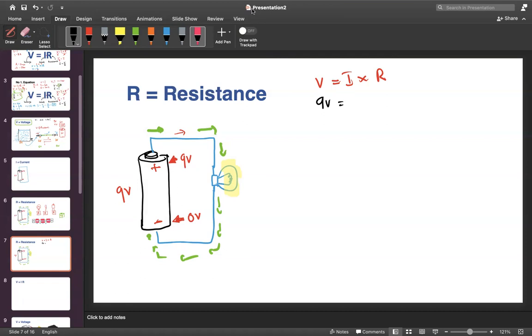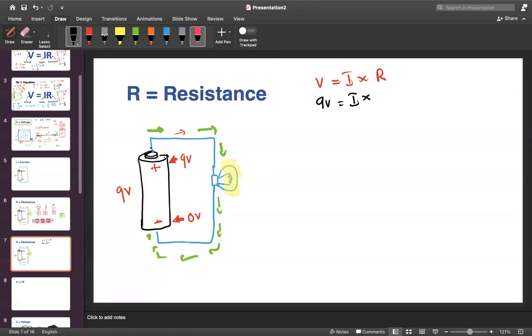Can you both, is that clear? Voltage is 9, that's why I put 9 here. Is that clear for you too? Yes, sir, clear. Right, and then I need to find what is the current, and I know the resistance, right?